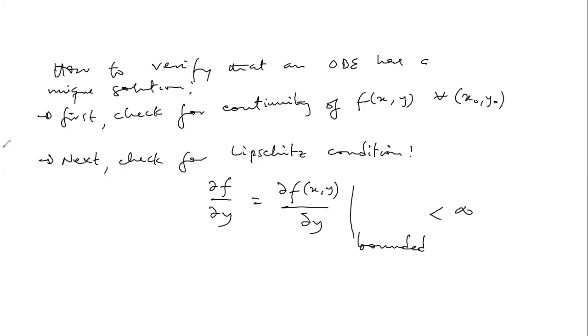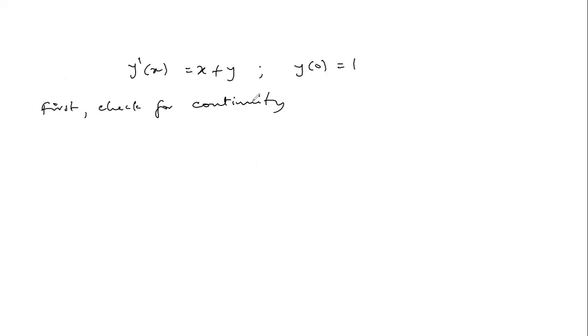Okay, so let's look at one simple example. Let's assume we have an ODE given as y' = x + y, and the initial condition is given as y(0) = 1. So how do we check for continuity? The first thing is to check for continuity. By inspection, f of x,y is the same as x plus y, and this is a polynomial, so it is continuous everywhere.